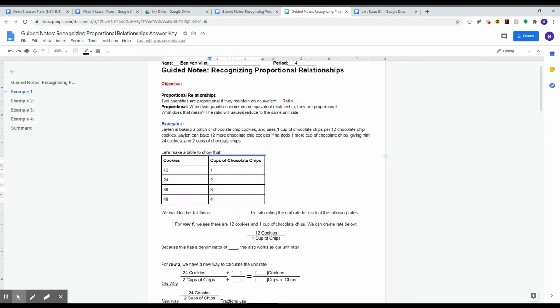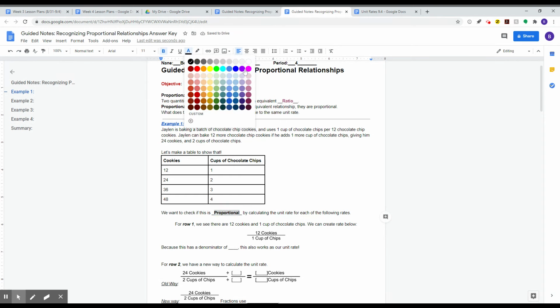So we want to check if this is what? Well, proportional. Proportional. That's a fun word to spell. We want to check if this is proportional. I like purple today. By calculating the unit rate for each of the following rates.